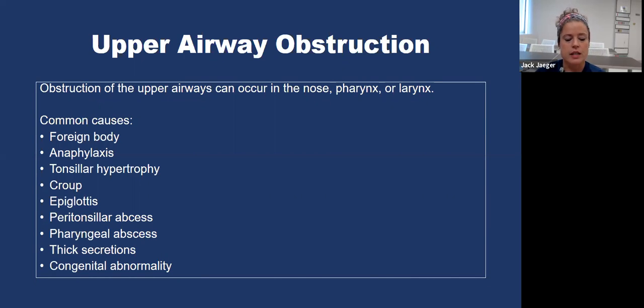Croup, epiglottitis. Epiglottitis is common in children who aren't vaccinated, so have that in the back of your mind if you know you have a family who doesn't administer vaccines. A peritonsillar abscess, a pharyngeal abscess, thick secretions, or a congenital abnormality may make their airway partially obstructed.